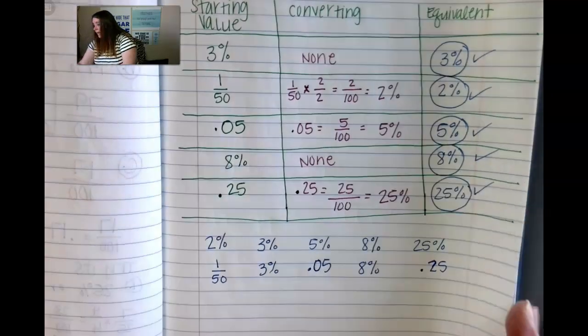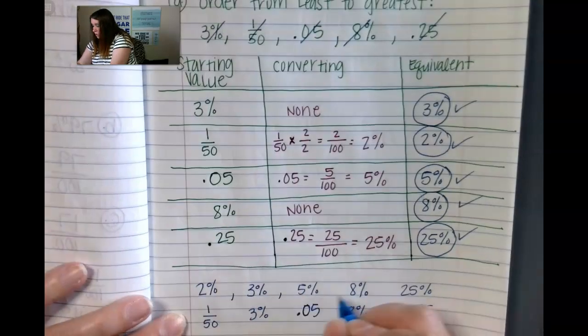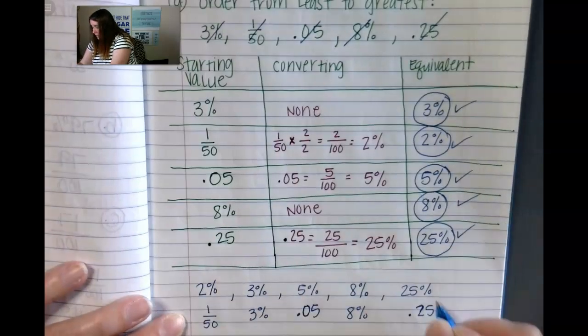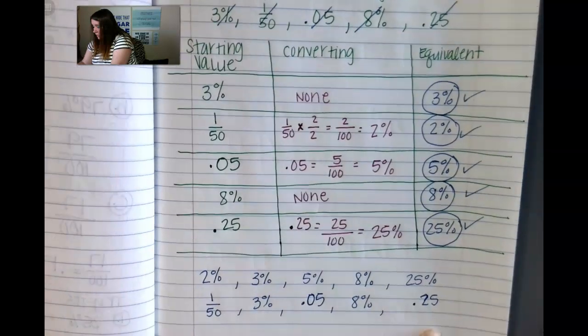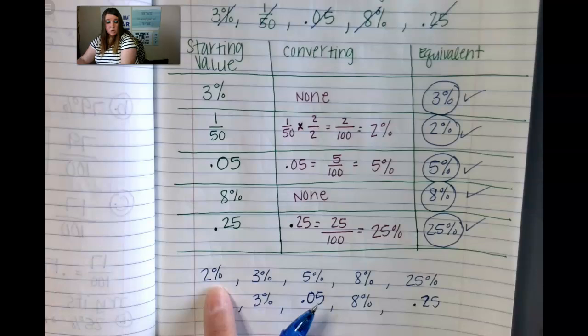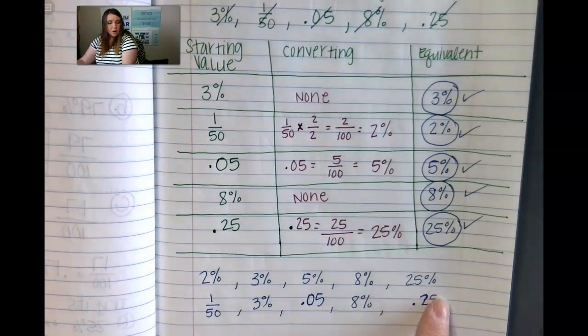So when we're writing all of these from least to greatest, we're just making a list either of the ones that we started with, or you can use the ones that you converted with. If Big Ideas marks it wrong, I'll check for whatever format you put it in.